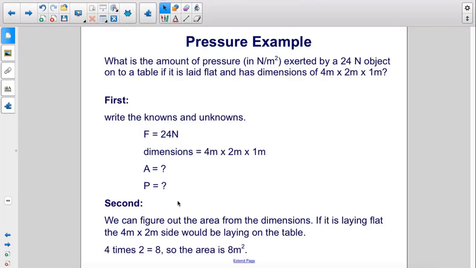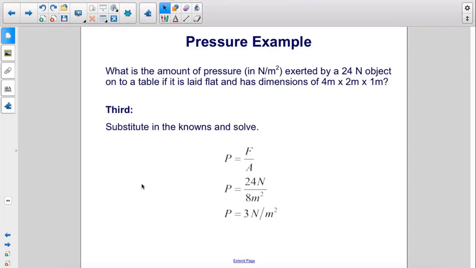Second, we can figure out the area from the dimensions. If it's laying flat, the 4 meter by 2 meter side would be laying on the table. 4 times 2 is 8, so the area is 8 square meters. Third, substitute in the knowns and solve. P equals F over A, so we have 24 newtons over 8 meters squared, giving us a pressure of 3 newtons per square meter.